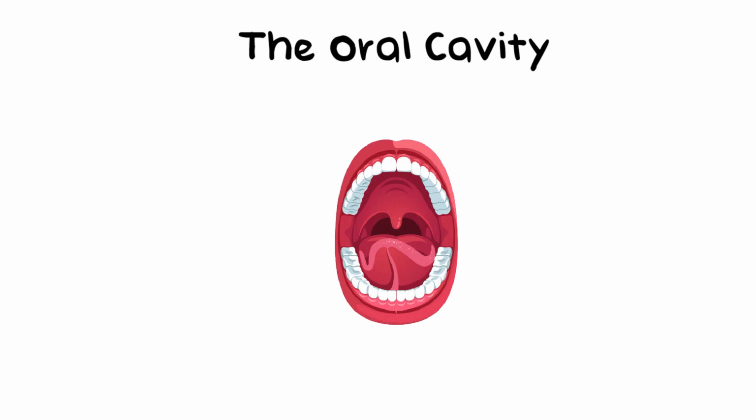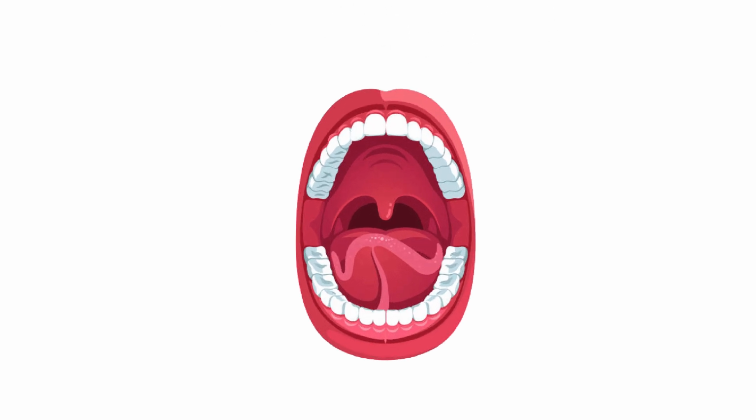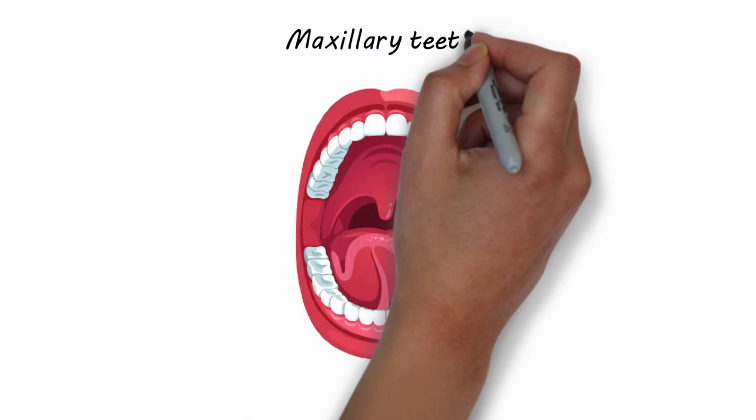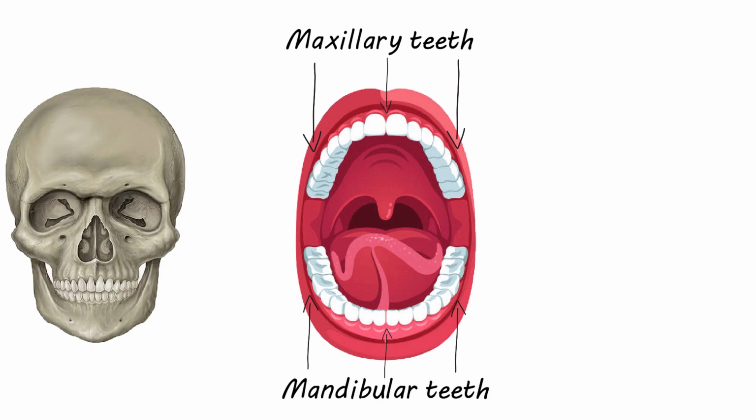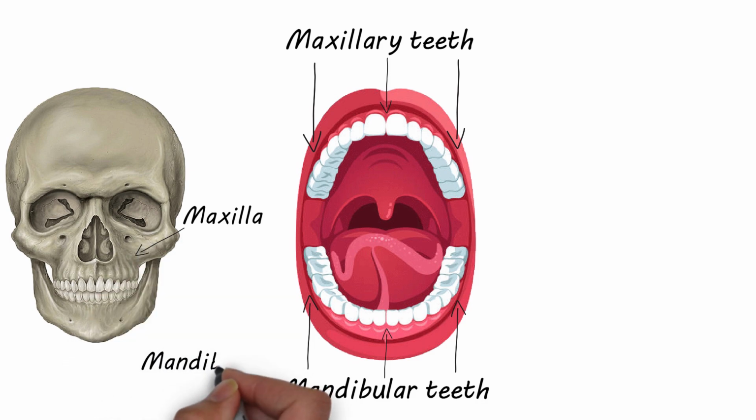For those of you who don't know, the mouth is usually referred to as the oral cavity. In our oral cavity, we have two sets of teeth. The upper teeth, known as the maxillary teeth, and the lower teeth, known as the mandibular teeth. Both representing the maxilla, the upper sets of bones, and the mandible representing the lower jaw respectively.